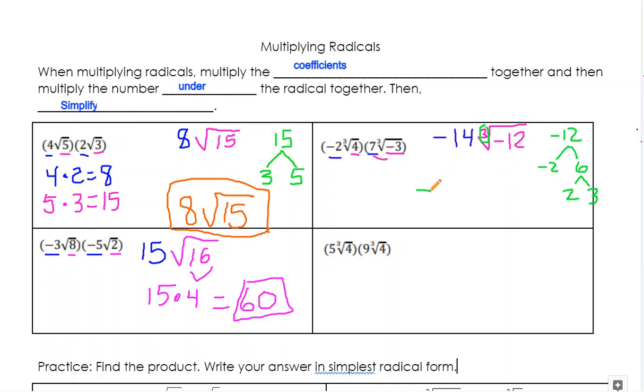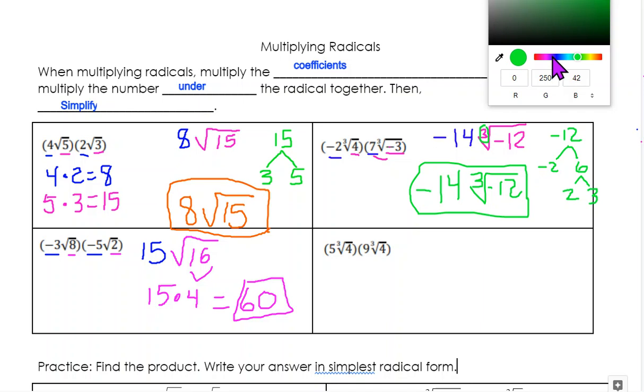Then my answer is just going to stay -14 cube root of -12. That's my final answer. I can't simplify it anymore. That's my answer. All right, let's do one more together. Let's do this bottom right one.